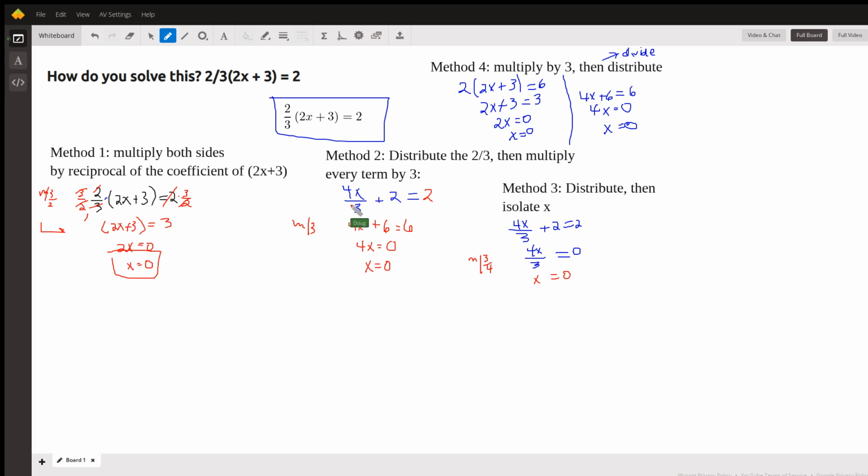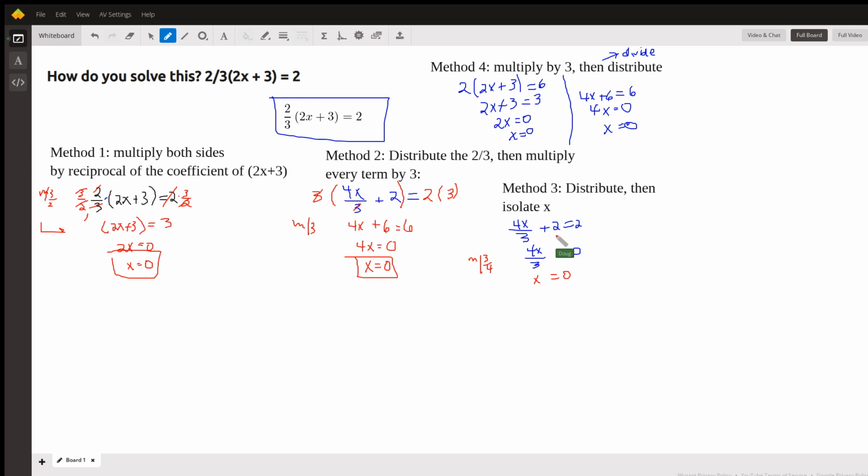Now, if you want to clear the equation of fractions, you might say, well, I'm going to multiply every term by 3. So this is what you're picturing. I'm going to multiply this side by 3 and this side by 3. Again, multiplication property for equality. Now distribute that 3, or multiply every term by 3. 3 times 4x over 3 gives you 4x. 3 times the 2 gives you 6. And 2 times 3 is 6. Subtract 6 from both sides. Divide by 4. 0 divided by 4. x equals 0.